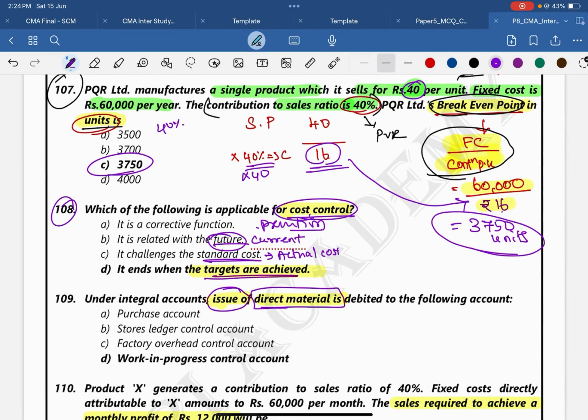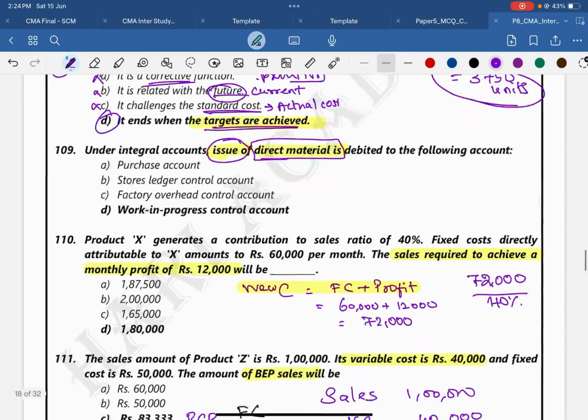Next, which one of the following is applicable for cost control? Cost control is a preventive function, and it is related to the current period. It challenges the actual cost. It ends when the targets are achieved. So the correct answer is option D. The other three are wrong. Instead of corrective, it should be preventive. Instead of future, it should be current. It shouldn't have standard cost; it should be actual cost.